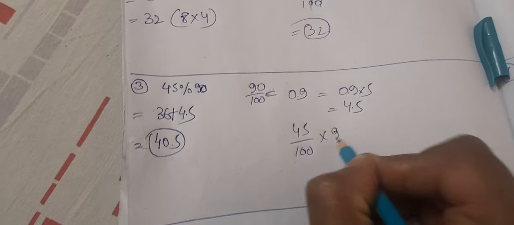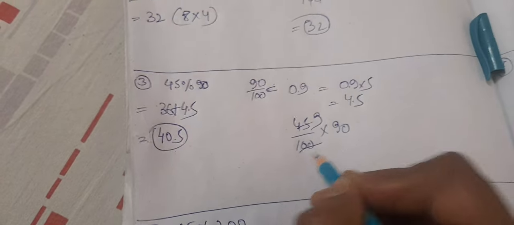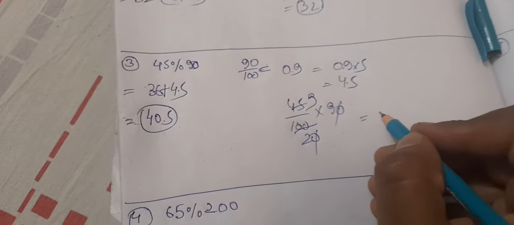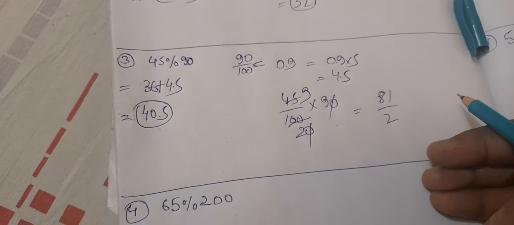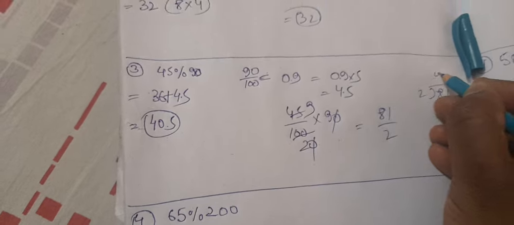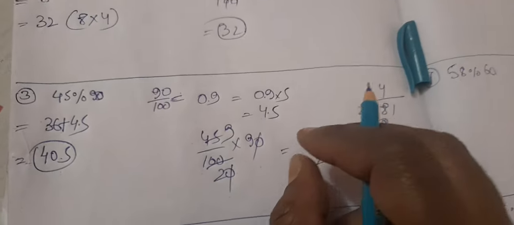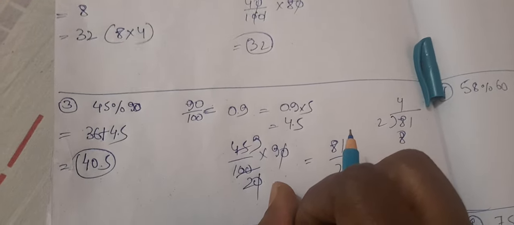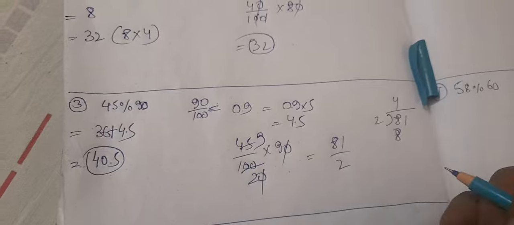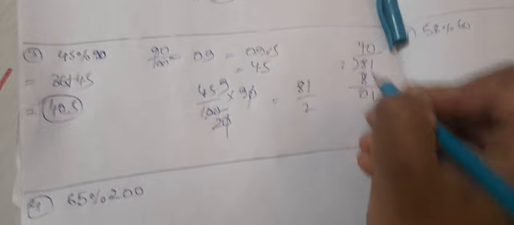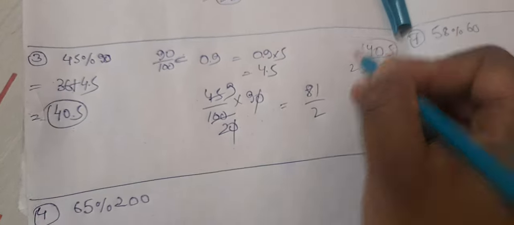45 by 100 into 90, so 81 by 2. See this, let's divide. I do all this in the normal simplest method because this will be very helpful for those who are studying in primary and secondary standard to understand. See this, 40.5. Okay, now another example.